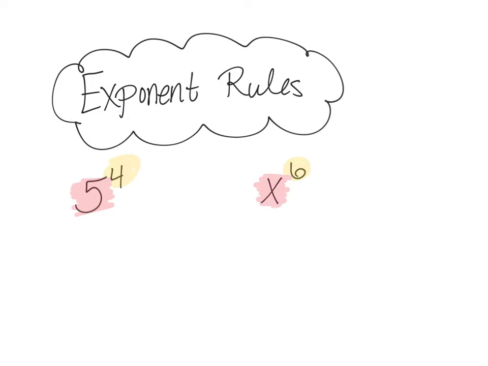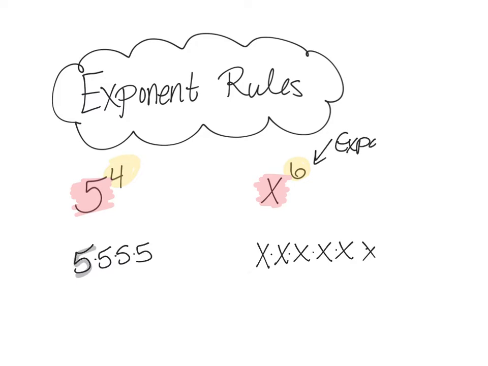What 5 to the 4th means, if I expand it out, is 5 times 5 times 5 times 5. So there are 4 factors of 5 being multiplied together. Likewise with x to the 6th, if I write this in expanded form, I would have 6 factors of x. So these are the exponents in yellow, and the bases are in red.